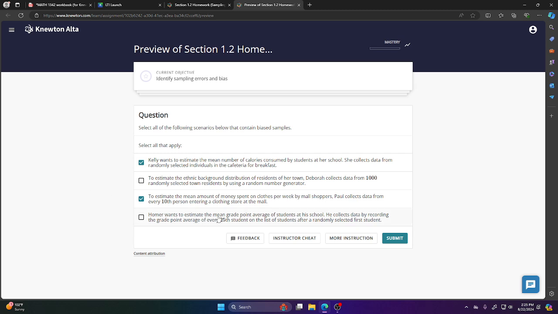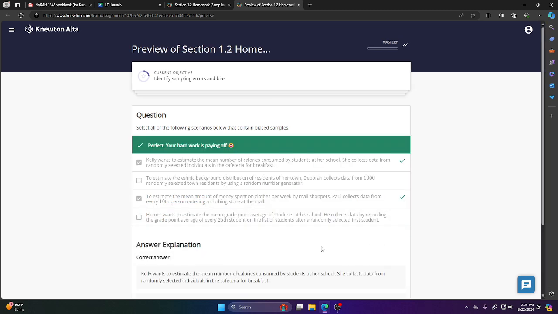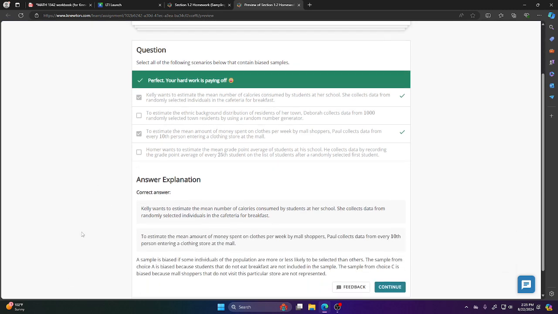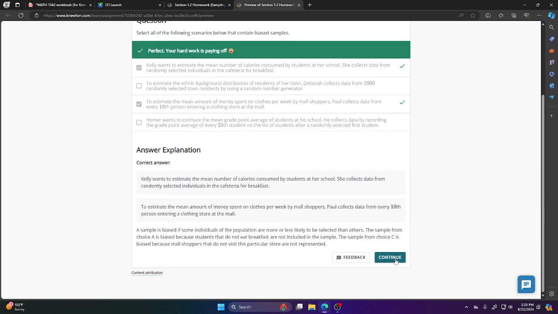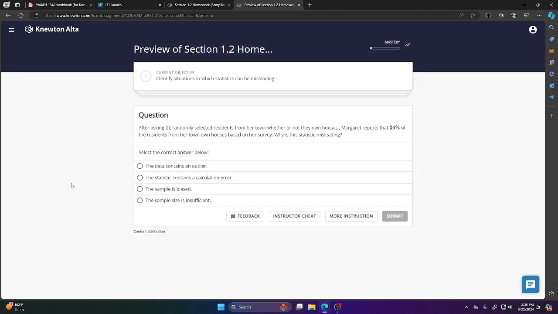Homer wants to estimate the mean number at his school, every 25th person in the school. Is that biased? I'm going to say no. Submit. Okay. Cool. Awesome. Yep, little things like that. After asking 11 randomly selected residents whether or not they own houses, she says that 36% of residents own houses. What's wrong here?